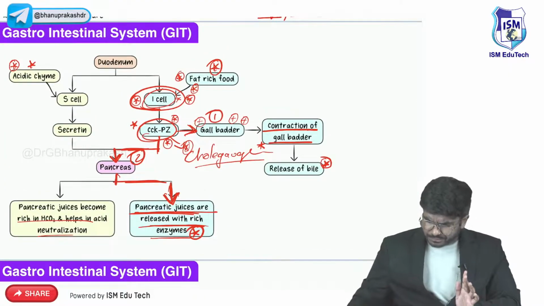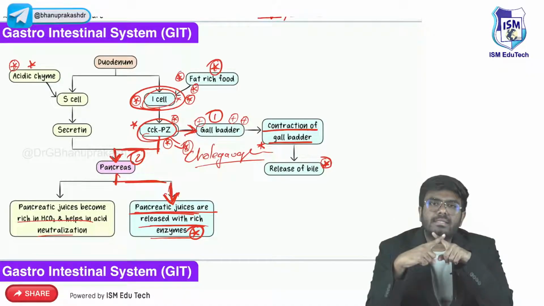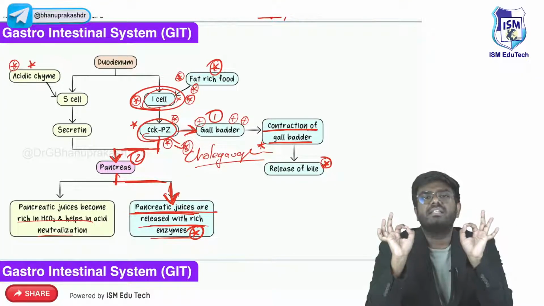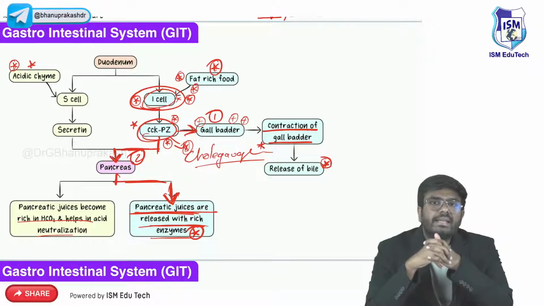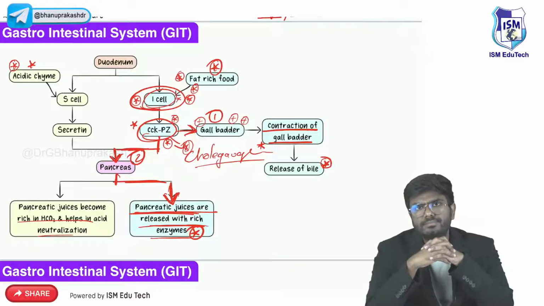Then, in a simple way, please answer my questions. In the duodenum, how many types of cells are there? Two types: S cells and I cells. What is the stimulus for the S cell? Acidic chyme. The S cell produces secretin. What will secretin do? Secretin acts on the pancreas, so the pancreas produces more bicarbonate-rich pancreatic juices.